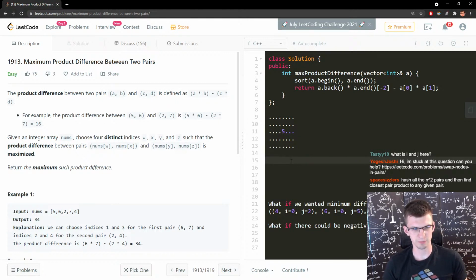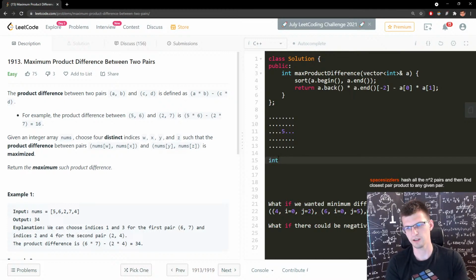Hash all the n squared pairs and then find the closest pair product. Well, how? How do we do that? How to find the closest pair product? I don't even need to hash. I can have an array like value n by n. So for every pair ij, I can know the value.